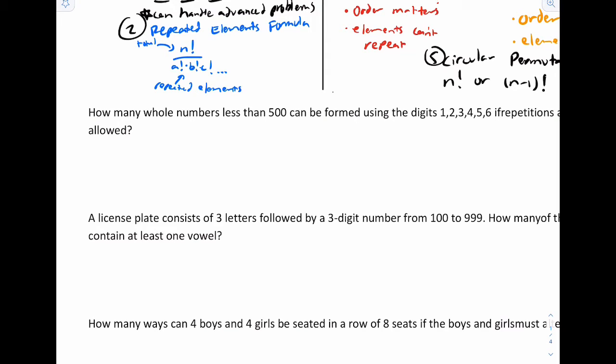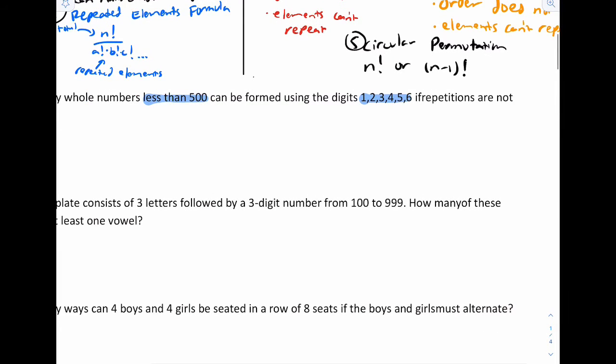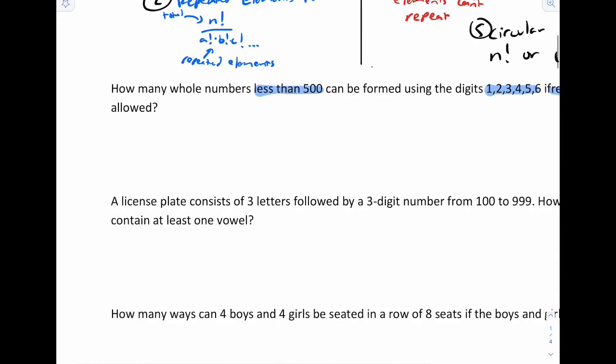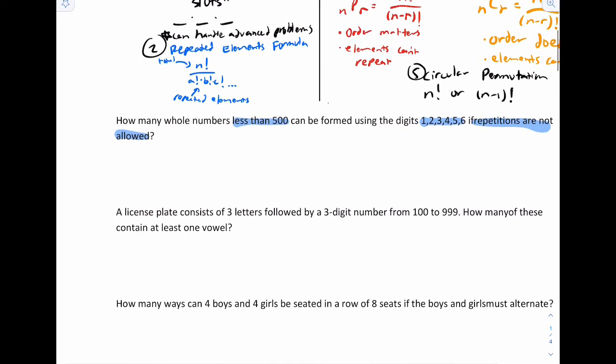How many whole numbers less than 500 can be formed using the digits 1, 2, 3, 4, 5, and 6? Repetitions are not allowed. Okay, so to do this, let's make 3 digits like that. And let's make sure it's less than 500. So if I focus on the first digit, I know I can't use the numbers 5 and 6, which means I have 4 choices left. I could use 1, 2, 3, or 4.